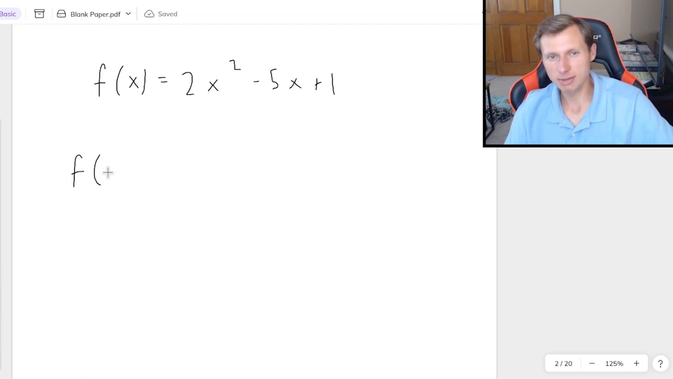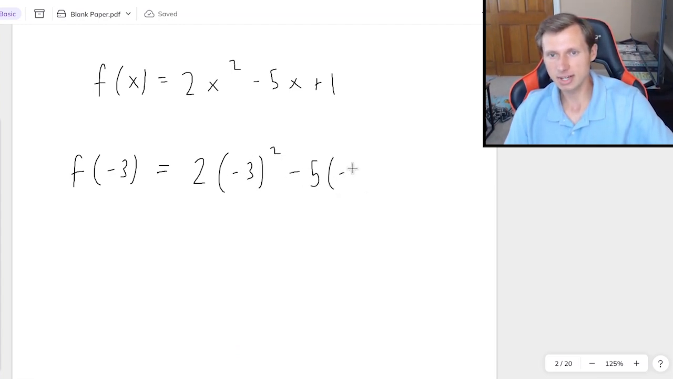This time I want to find f of negative 3. So go ahead, try this one on your own, pause the video, and when you're ready to see the solution, unpause. So first we have 2 times parenthesis negative 3 squared minus 5 times negative 3 plus 1.